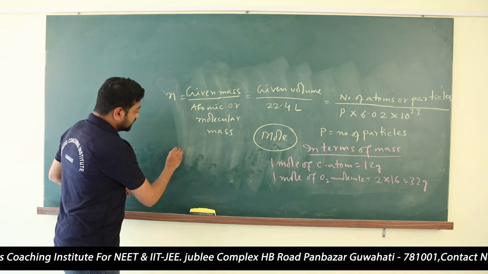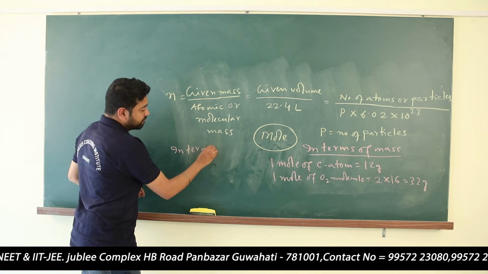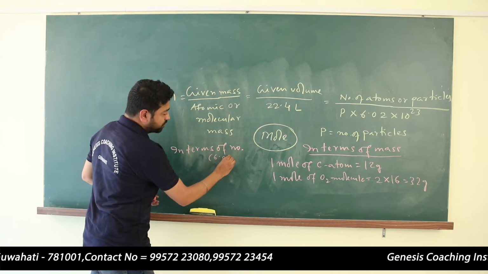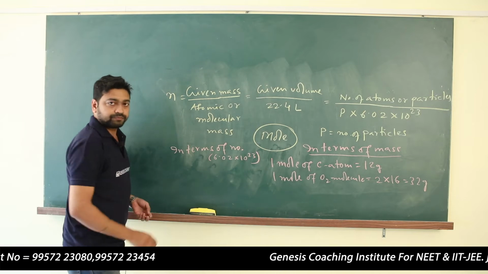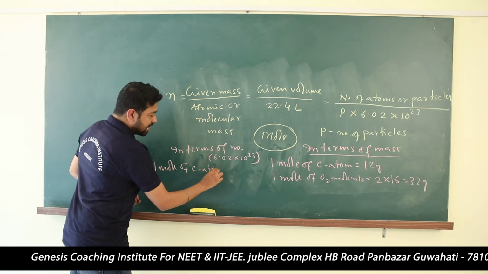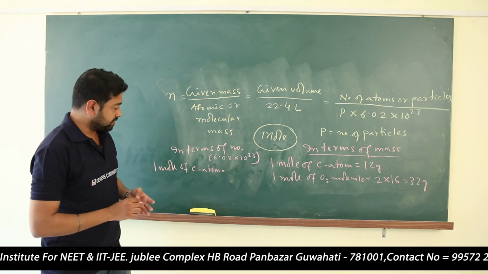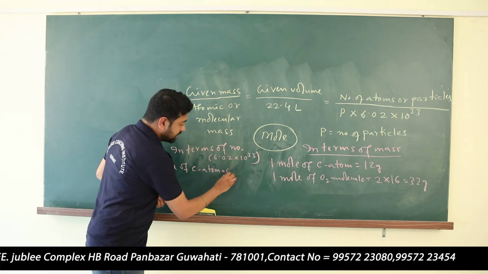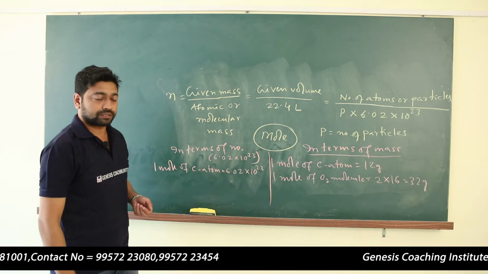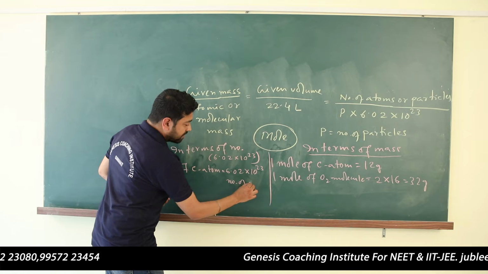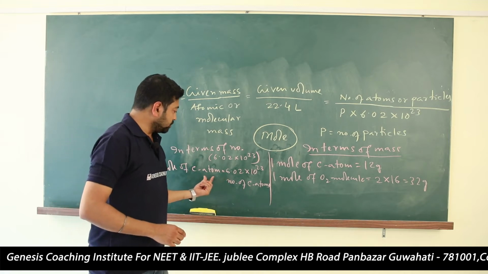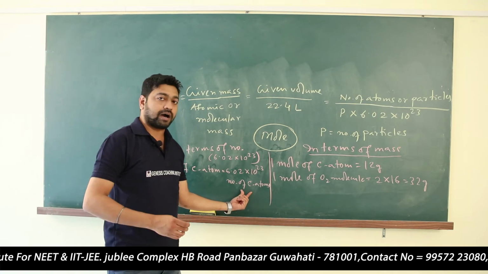Coming to the second definition, which is in terms of number. Number is nothing but the Avogadro's number, which is 6.02 into 10 to the power 23. If we take 1 mole of carbon atom, only 1 carbon is present, that is why it is 6.02 into 10 to the power 23. The unit is number of carbon atoms, since we are dealing with atoms.